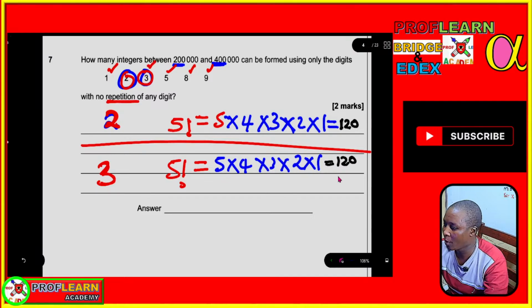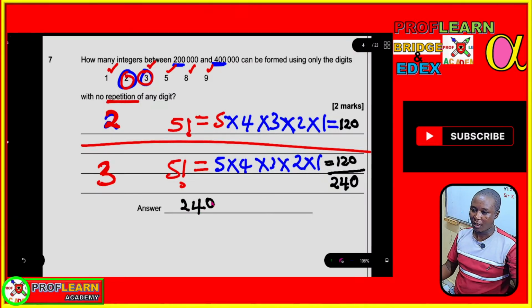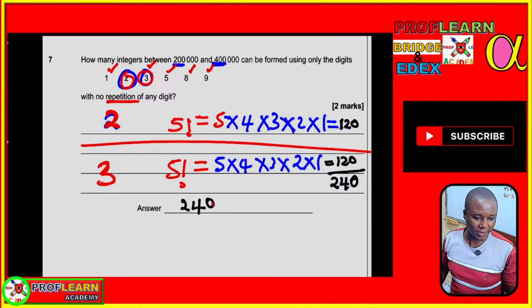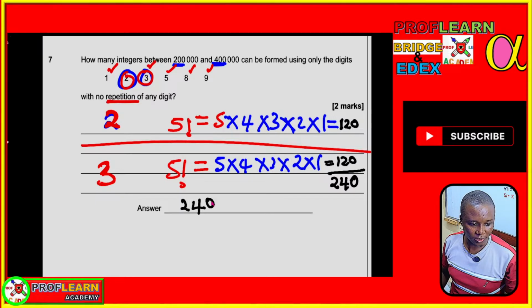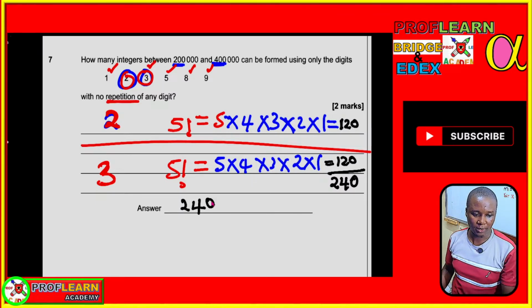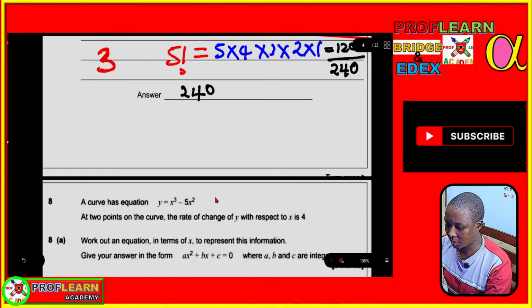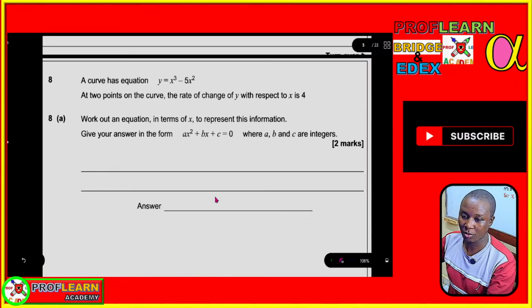So for the two options, we're going to add the two together to get what? 240 as different integers. How many integers? That is going to translate to 240 in that case. So that's exactly what we're going to do.